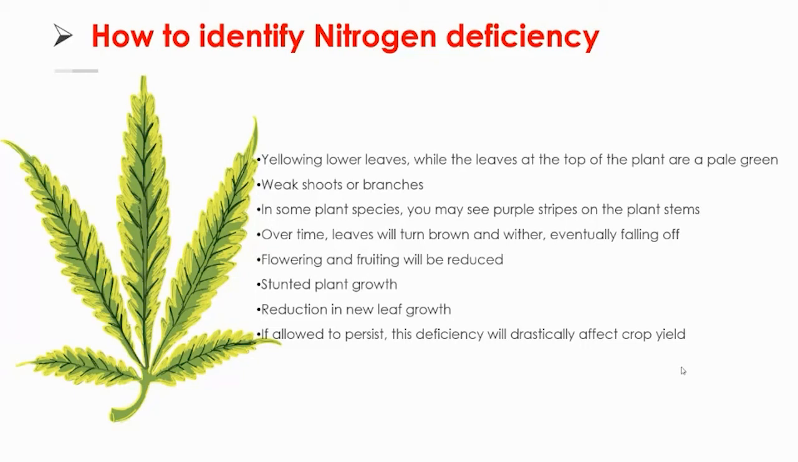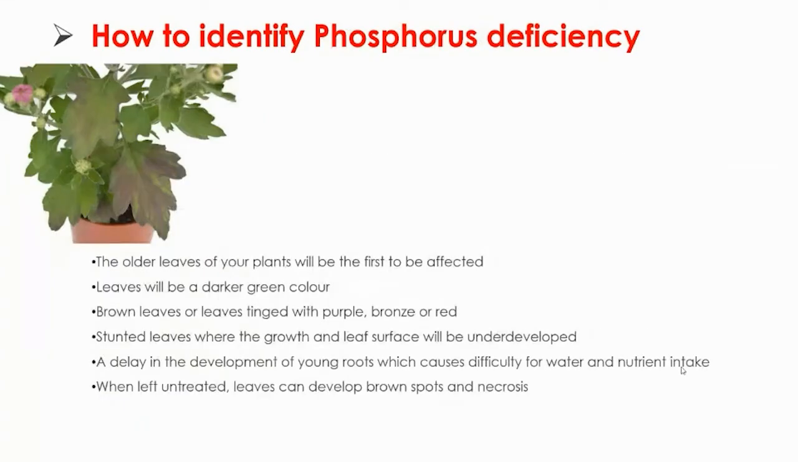Flowering and fruiting will be reduced. Stunted plant growth, reduction in new leaf growth. If allowed to persist, that deficiency will drastically affect the crop yield. So all this is the symptoms that you can observe, and it shows that that kind of plant lacks nitrogen. This one is phosphorus deficiency.